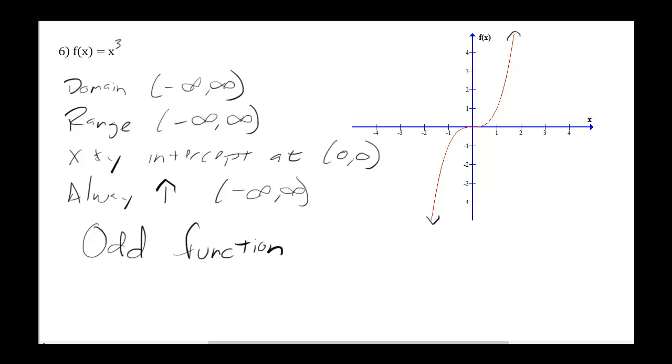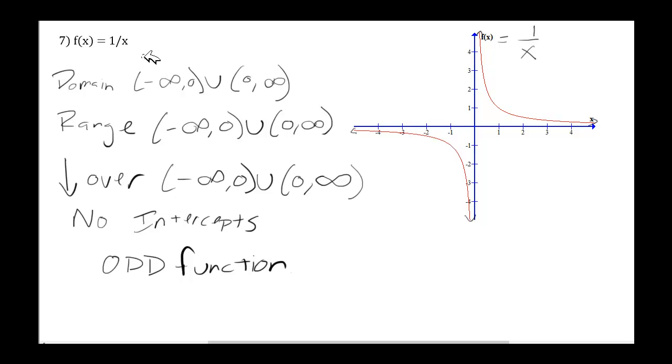And the last function of our library of functions is the reciprocal function. So 1 over x. So this one has a restricted domain. The only thing it cannot be is 0, because that would cause division by 0. So its domain is everything but 0, and so is its range. It's always decreasing over its whole domain, but not at 0, because the function is undefined there. It has no intercepts, it never hits the x-axis nor the y-axis, and it is an odd function.